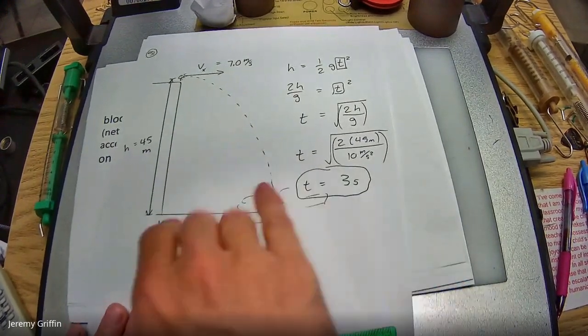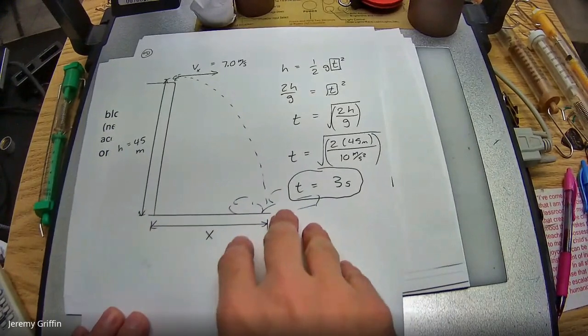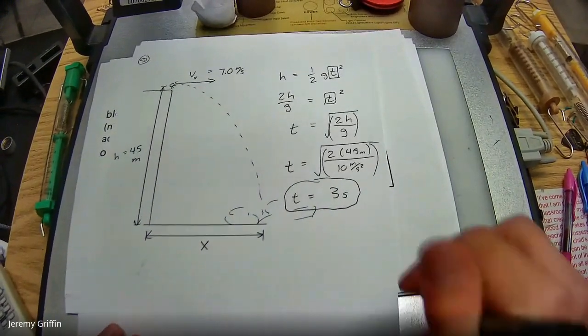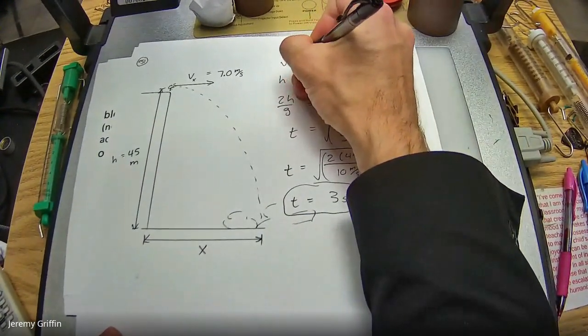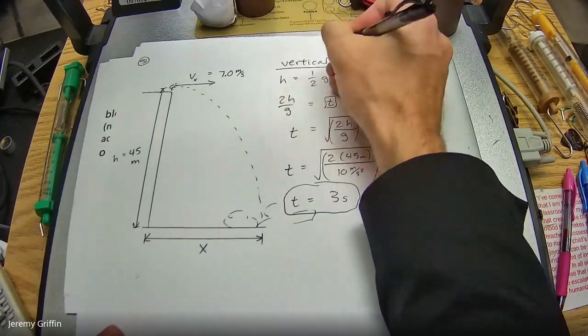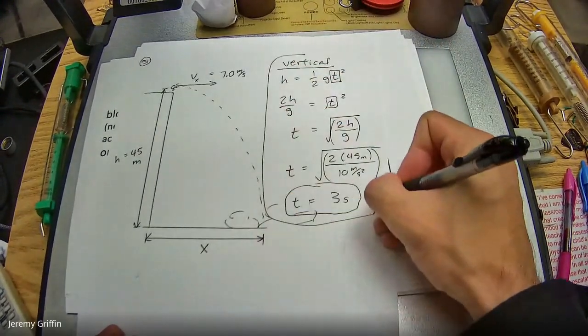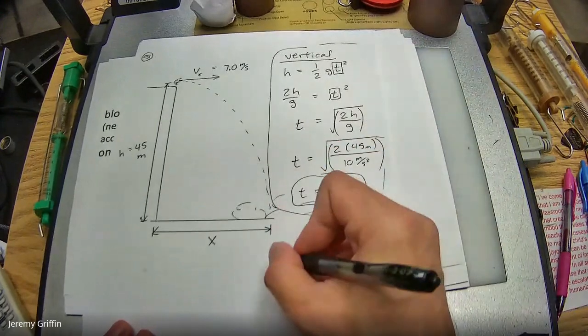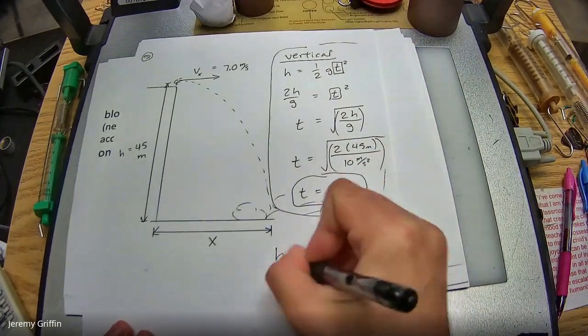Now, the actual question was, where should we be looking for these keys? So let's switch over and look at horizontal information. Everything we just did is vertical. It's related to vertical stuff. But you guys know the time is the same either way, right? So that's all vertical. Let's switch over and look at horizontal information.